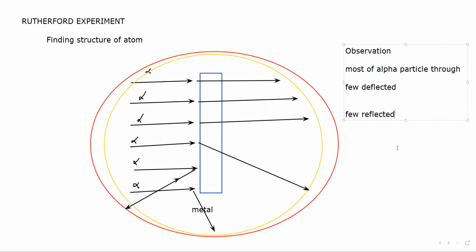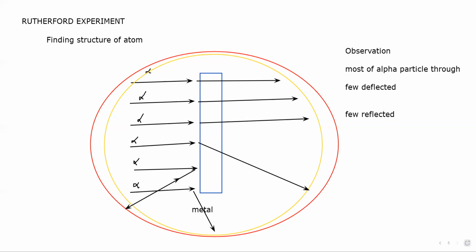Now, from his observation, what are his conclusions? What did he conclude from his observation? This is what he saw. He set up an experimental setup. You should also know that he placed a metal foil and targeted this metal foil with fast moving alpha particles in a vacuum. And what he observed: most of the alpha particles pass through, few of them deflected and few of them reflected.